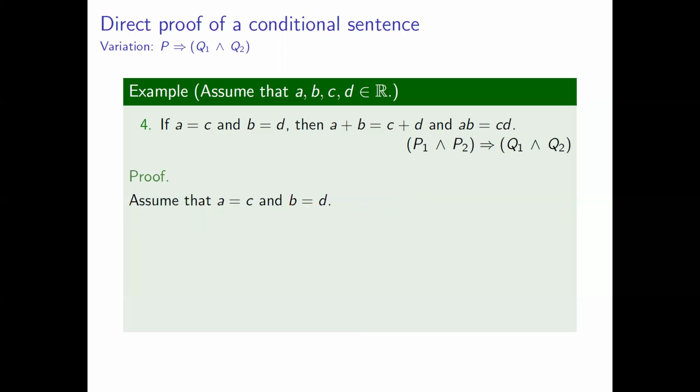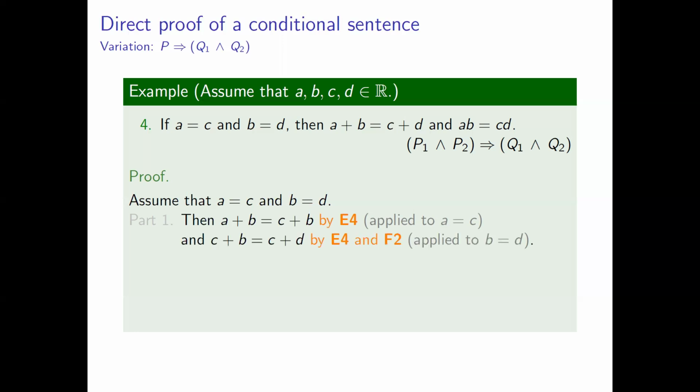Assume that A equals C and B equals D. Applying the addition property of equality to the statement A equals C gives us A plus B equals C plus B. And applying it to B equals D, together with the commutative property of addition, gives us C plus B equals C plus D. Hence, by the transitive property of equality, A plus B equals C plus D. This completes the first part of the proof.